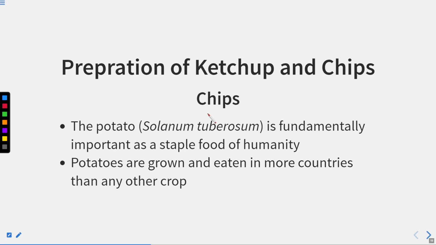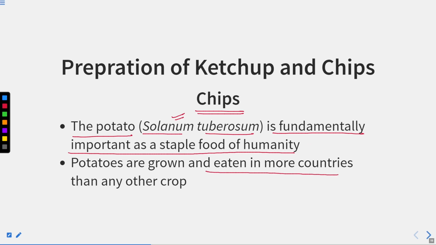So the next topic for today is chips. How are these chips prepared? The potato, Solanum tuberosum, this is the scientific name of the potato, is fundamentally important as a staple food of humanity. Potatoes are grown and eaten in more countries than any other crop.